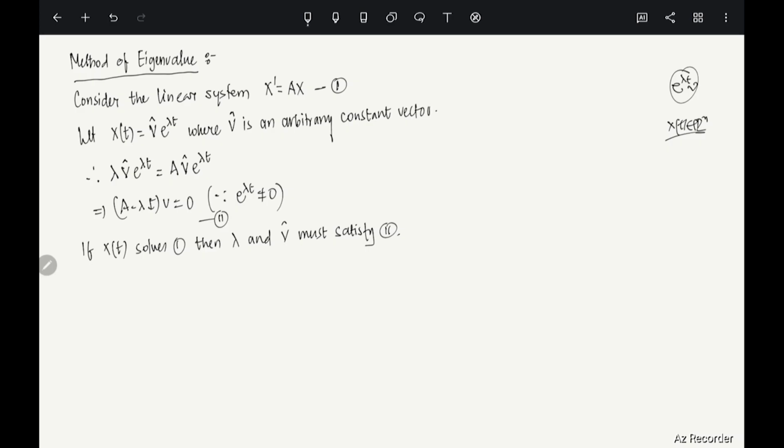Right, so let's look at this. First of all, let us write down a theorem then. So what is the theorem?